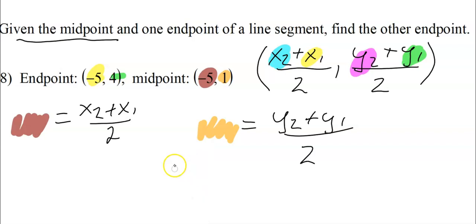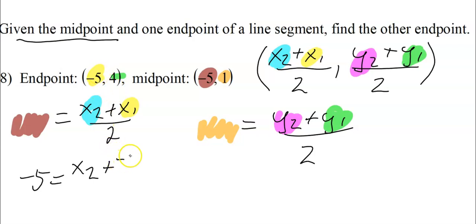And then if I color code everything like I like, x2 is blue, x1 is yellow, y2 is magenta, and y1 is green. I like color coding because now everything just gets plugged in. And that'll help me identify my variables, which one I don't know. Like this, what goes in for this brown color? -5. What goes in for blue? There is no number that's blue, so it stays x2. Plus yellow, what goes in for yellow? -5. Divide that by 2.